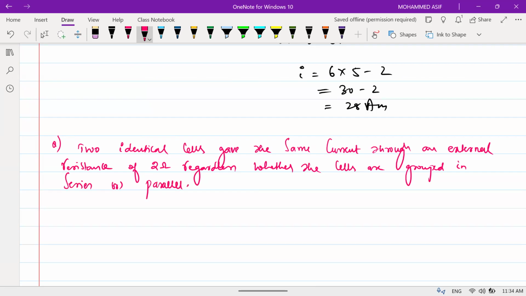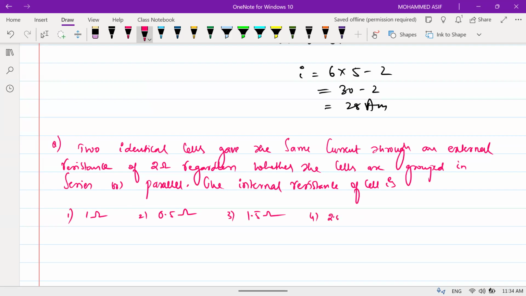The internal resistance of the cell is: first option is 1 ohm, second option is 0.5 ohm, third 1.5 ohm, fourth 2.0 ohm. So try to do it.